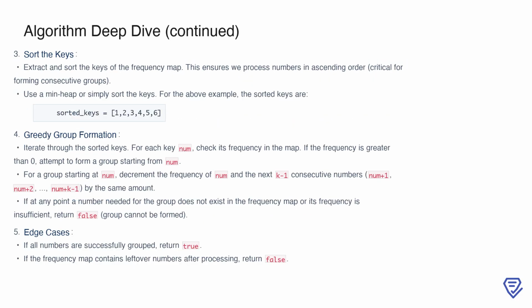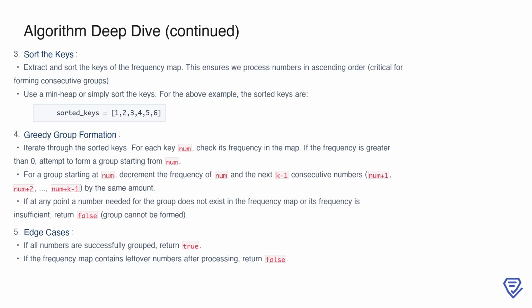Now, once we have the frequency map, the next step is to process the numbers in ascending order. To achieve this, we extract the keys from the frequency map and sort them. This ensures that we always work with the smallest available number first, which is crucial for forming consecutive groups. For the earlier example, the sorted keys would be 1 2 3 4 5 6.